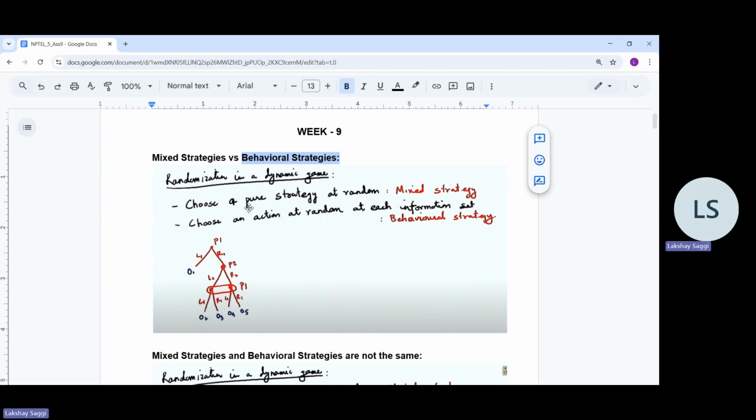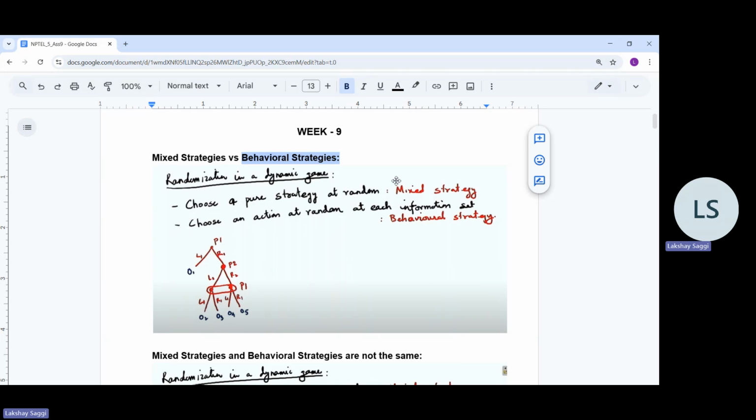So there are many pure strategies for a player, and you can pick one of those strategies at random using some kind of probability distribution. This is what we call a mixed strategy, in simultaneous games also.